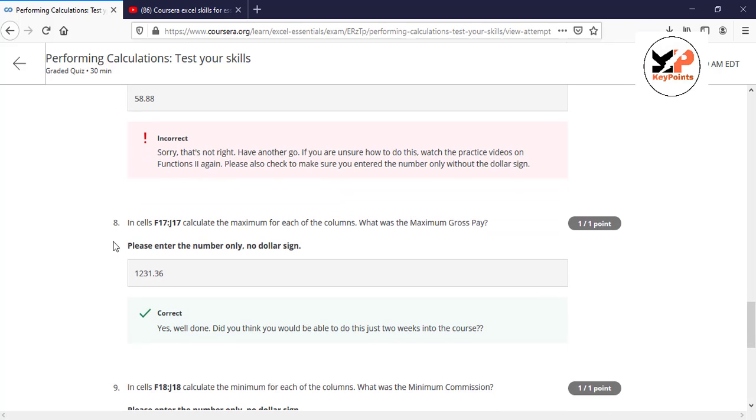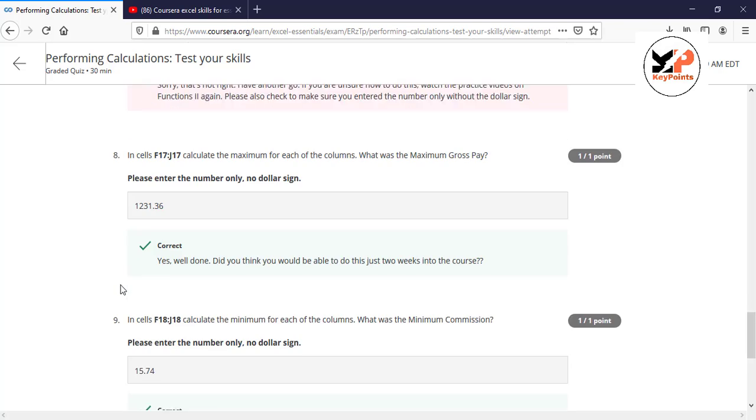So number 8 question: in cells F17 to J17, calculate the maximum for each of the columns. What was the maximum gross pay? Please enter the number only, no dollar sign. So this number 8 question answer is 1231.36.